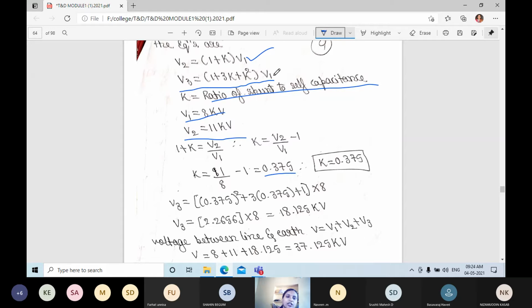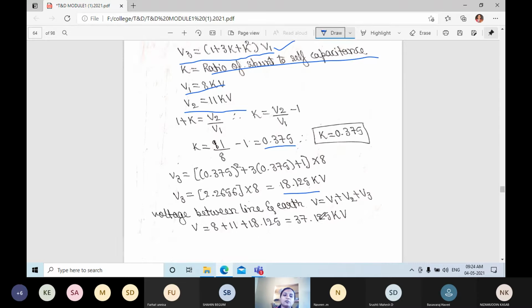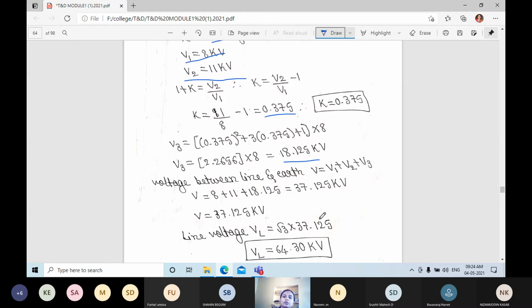Then we can substitute in this equation so that we will get the V3 value. Okay, we know the value of V1 and also K. Substitute in this, you'll get V3 is equal to 18.125 kilovolt. Okay, this is the V3 value. Now we know the values V1, V2, V3.